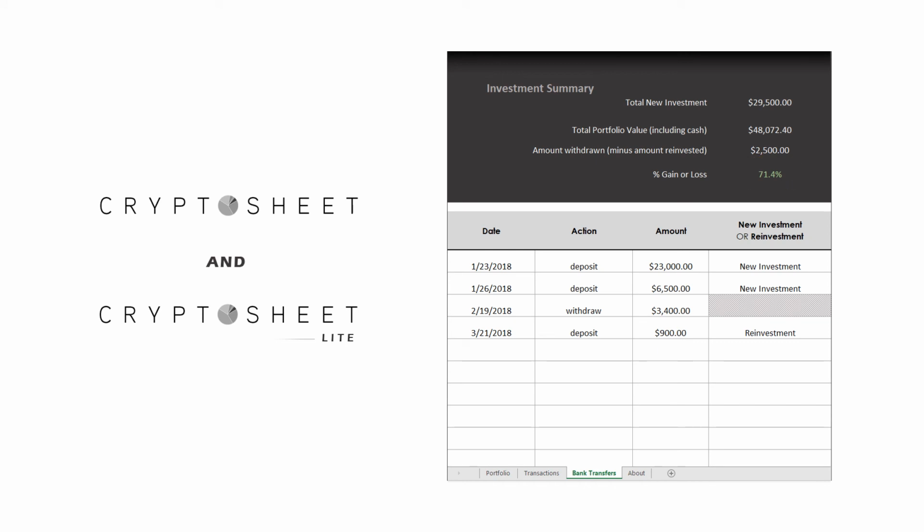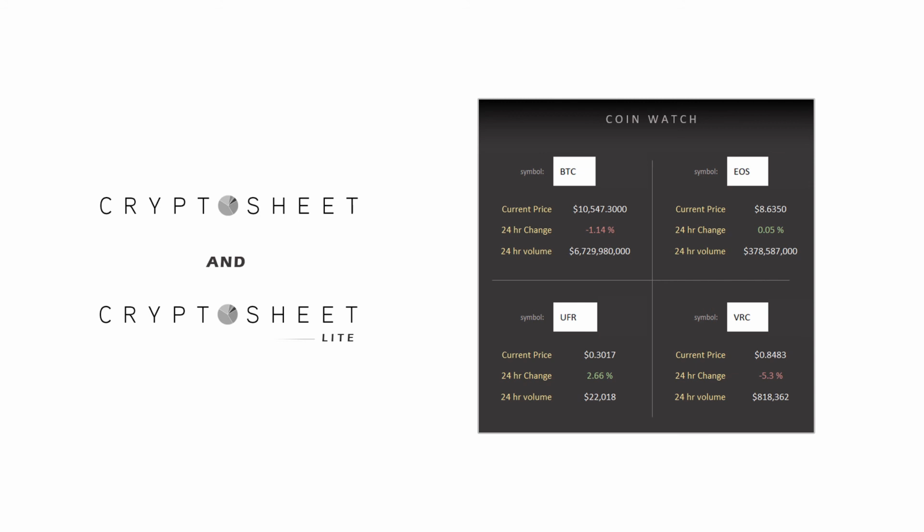loss. Cryptosheet and Cryptosheet Lite also both include coin watch boxes to let you keep an eye on coins you're interested in but are not in your portfolio.